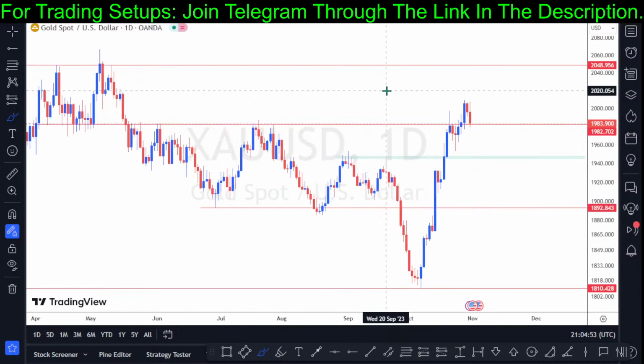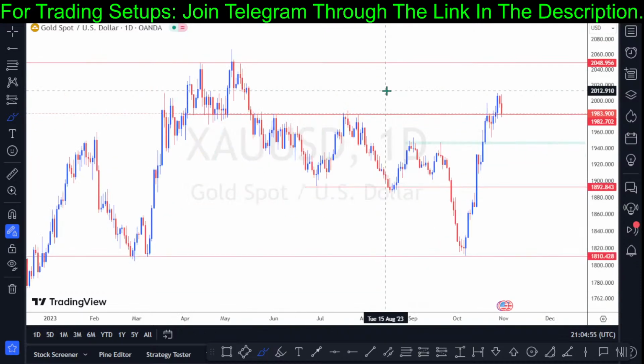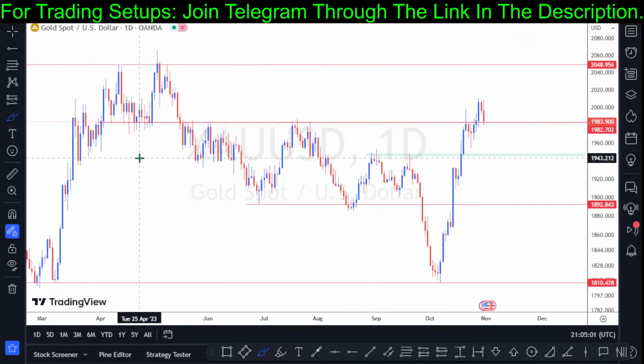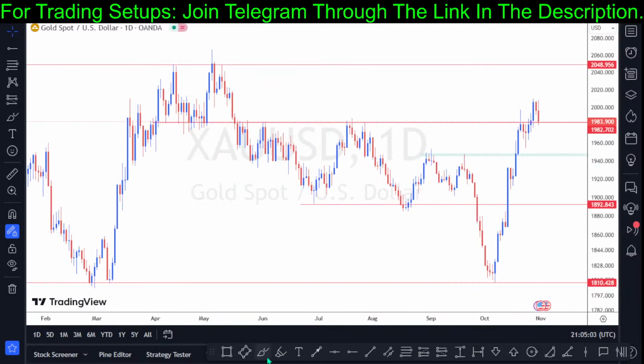I have to see a switch of market structure. If I can't see a switch of market structure, then I see no reason to look out for any short entry. So based on what we have right here on gold, in past historical records, we can see we have a high right here, we have another high right here, which is a double top, and we have the neckline right here.